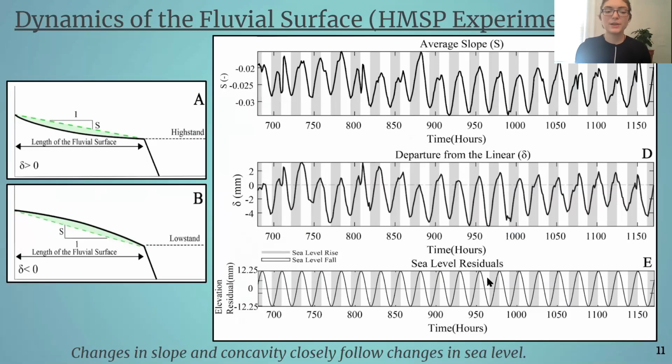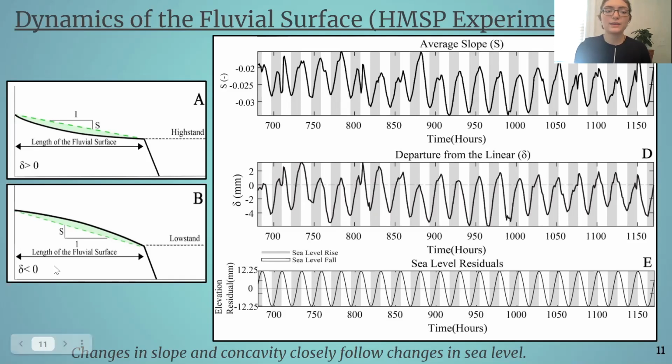In our top figure, you can see that as sea level is falling, which is the white shading, our slope is decreasing, becoming more negative or more steep. And as sea level is rising, it's becoming more positive and more mild. We get a similar story with the curvature. The fluvial surface has an increasing or more positive value as sea level is rising, and as soon as it transitions to falling, our value becomes more negative.